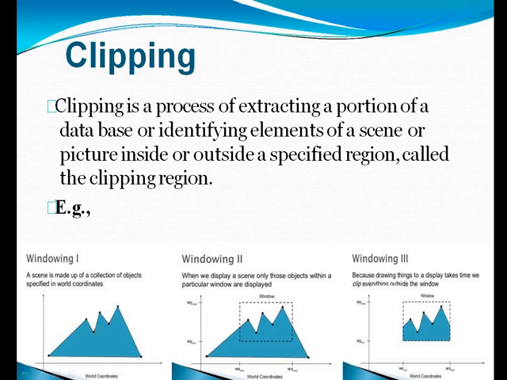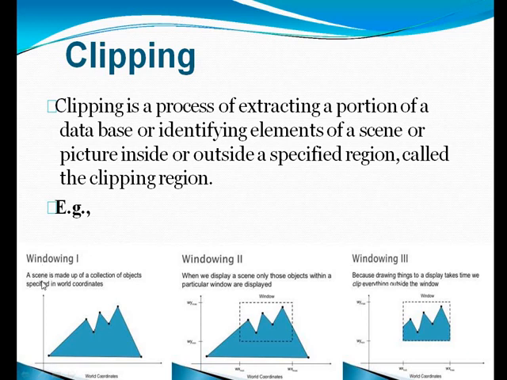Or maybe you have a larger scene, let's say, and you are only interested in a specific region or maybe a picture inside that scene. So that much region we extract out, and this process of extracting the area of interest is called clipping.